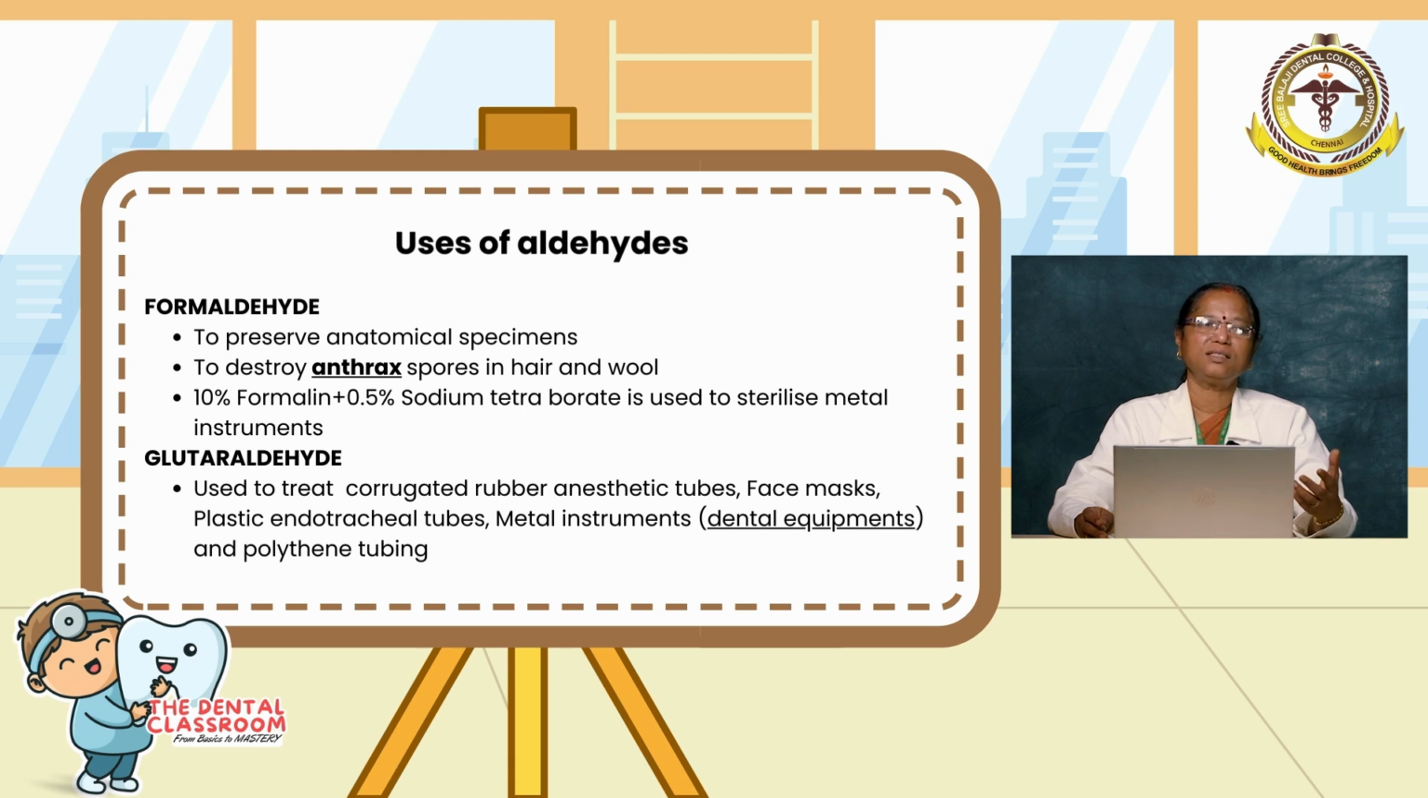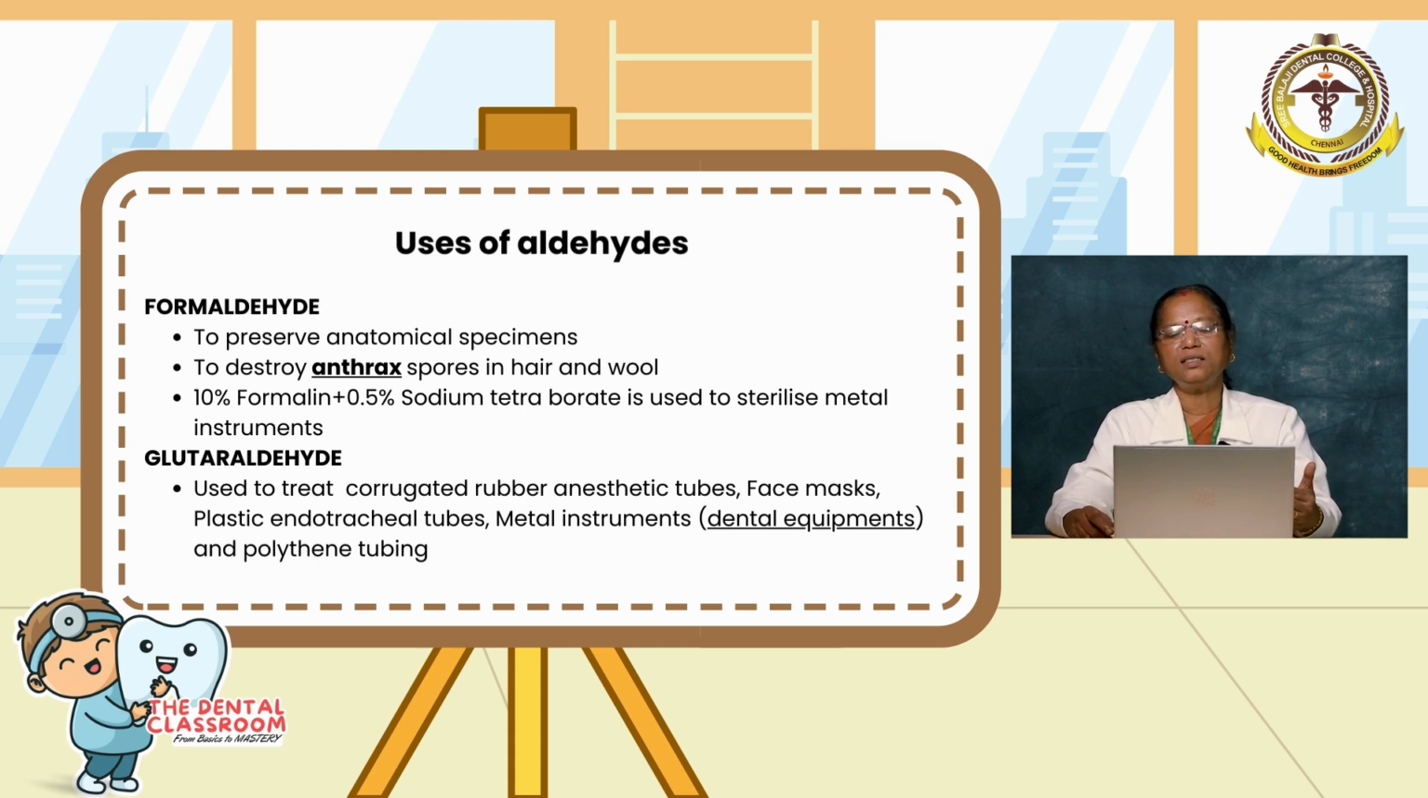Anthrax is one of the diseases of sheep and cattle, and especially when you remove the skin of these animals, the spores can be present on the animal skin and hide. So before they process the skin, hair or wool, they disinfect these products with formaldehyde. Completely, the anthrax spores are killed when you use formaldehyde. So these are the applications of formaldehyde.